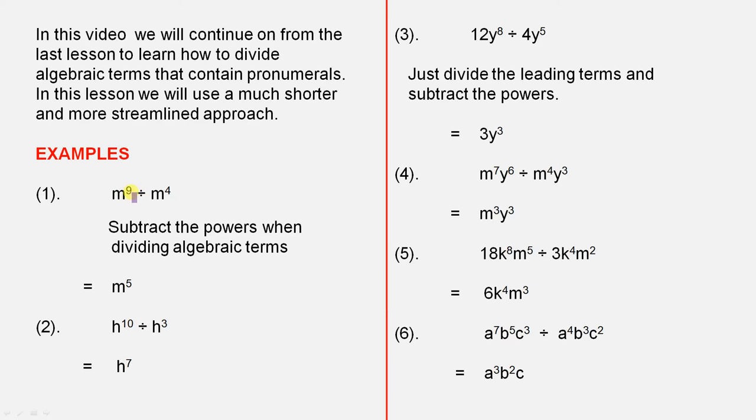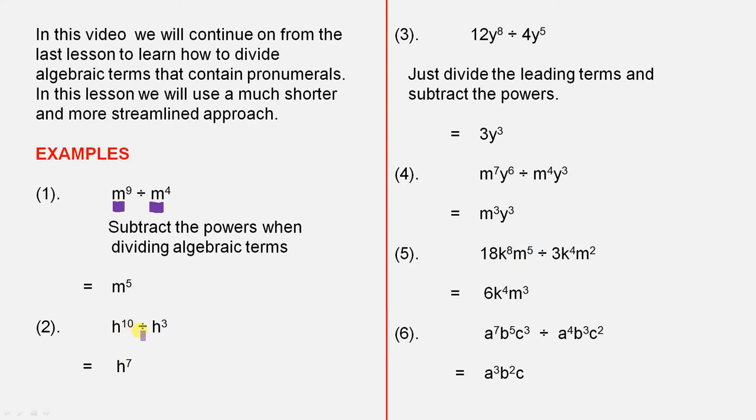m to the power of 9 divided by m to the power of 4. Now it's important, as we saw in the last lesson, to check that the two bases are the same. So they're the same. When they are the same, subtract the powers when dividing algebraic terms. So whenever we have division, we subtract those powers there. So that gives us m to the power of 5 because 9 minus 4 is 5.